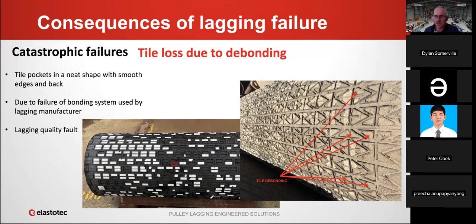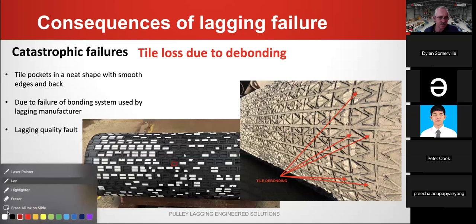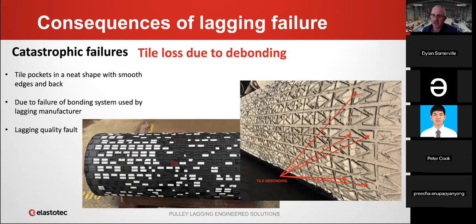Whenever you see smooth surfaced rubber and a defined pocket, that is because the bonding system has failed. This is a lagging quality fault. Basically, it's a manufacturing fault, and it is completely preventable.